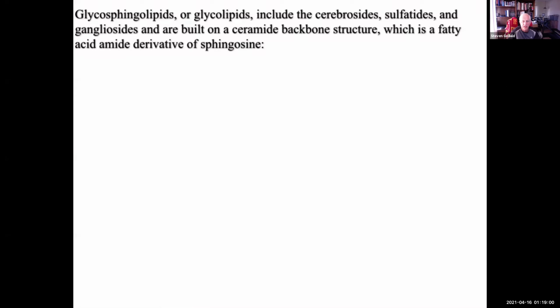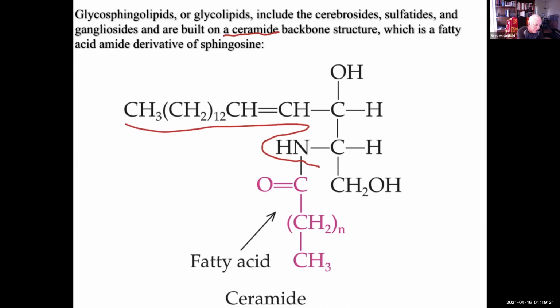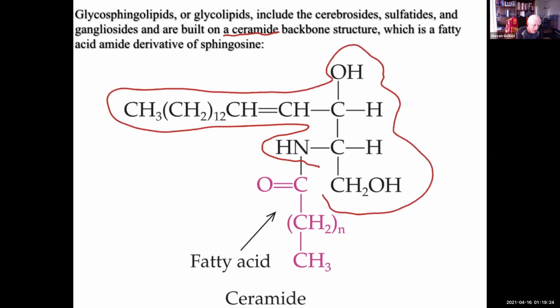Glycosphingolipids, or glycolipids, include the cerebrosides, sulfatides and gangliosides. They're built on a ceramide backbone. A ceramide backbone is a fatty acid amide derivative of sphingosine. So it's just like the sphingosine that we saw, but it's a little bit different. It's a derivative of it. So here's your backbone again. That is ceramide. You have a fatty acid attached to the nitrogen, which is your fatty acid right there. And those are the glycolipids.